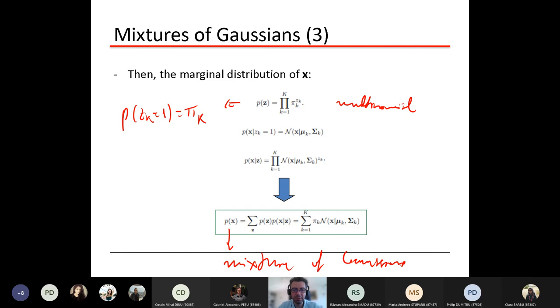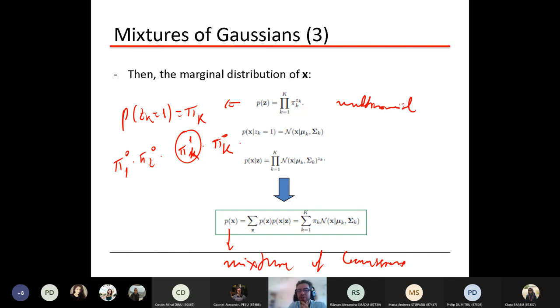Imagine it's going to be something like this: p1 to the power 0 multiplied with p2 to the power 0, and so on and so forth. Somewhere here you have pk to the power 1, and so forth, until you have capital K, to the power 0. And this is why we only remain with pk to the power 1, because all the other terms are to the power 0.